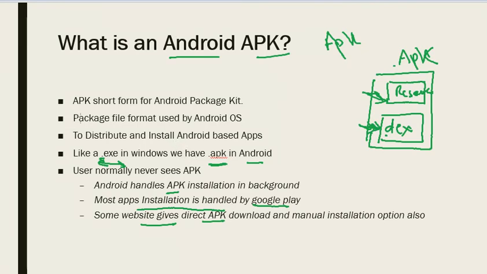It says here that an APK file has a package file format. It has a package file format because the Android operating system uses it to distribute and install Android-based apps, as I explained. It stands for Android Package Kit. So APK stands for Android Package Kit.